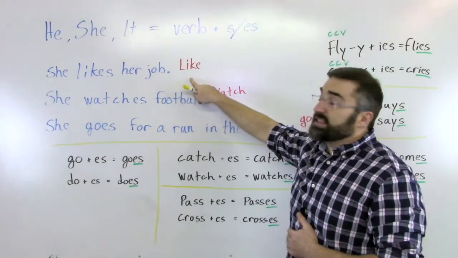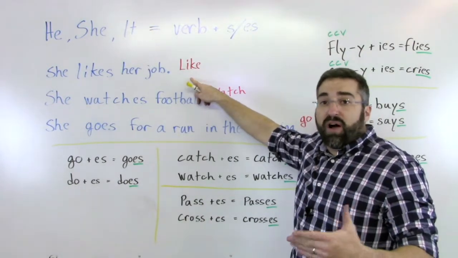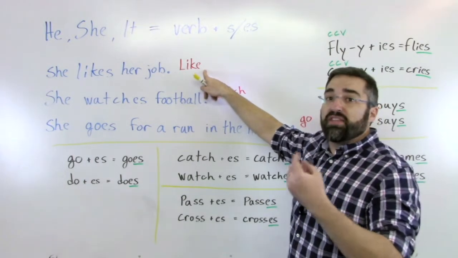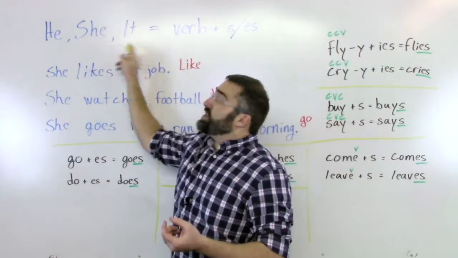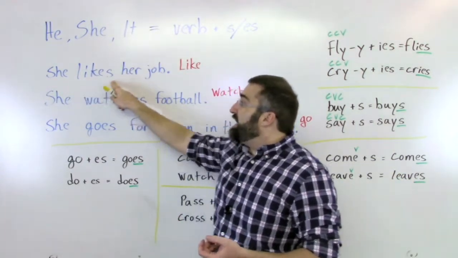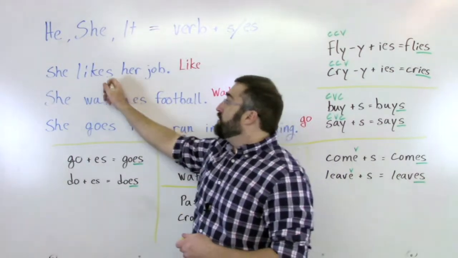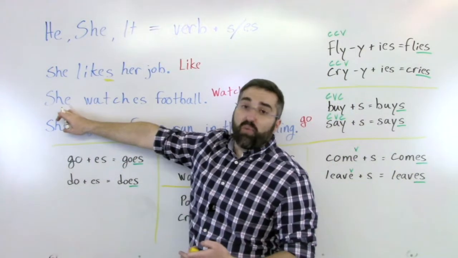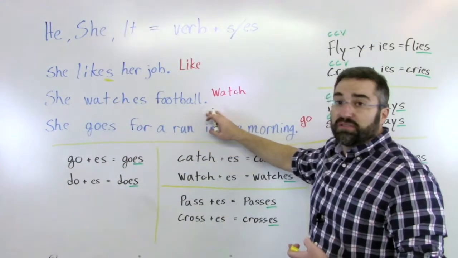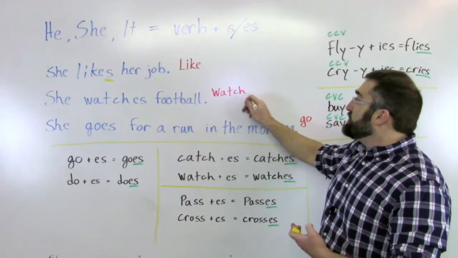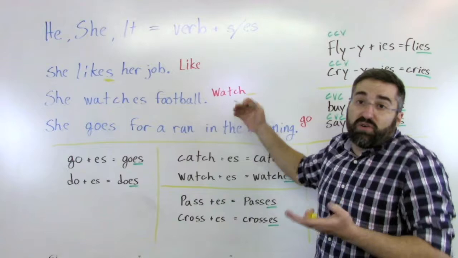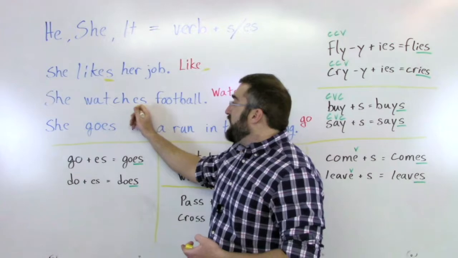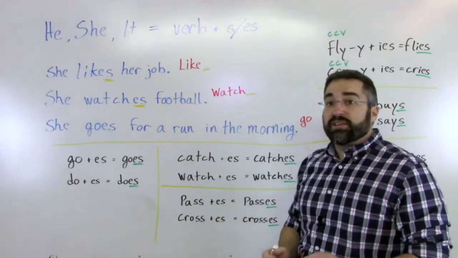The verb is like. So the infinitive form of the verb is like. There's no S on the verb. So when we use it with the third person singular, he, she, it, we have to add an S to that. So we have to change our spelling when we add that verb. So here, she watches football, okay? Watch is my verb. You'll notice that there's no S here, there's no ES there. We need to add an ES to it.